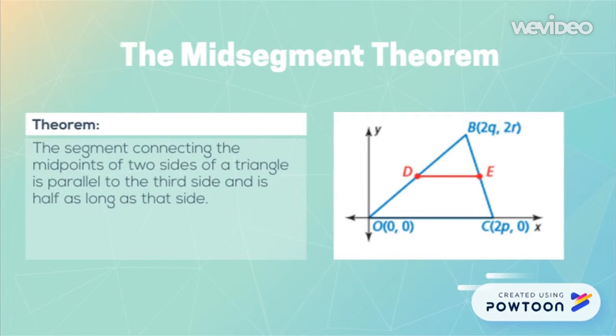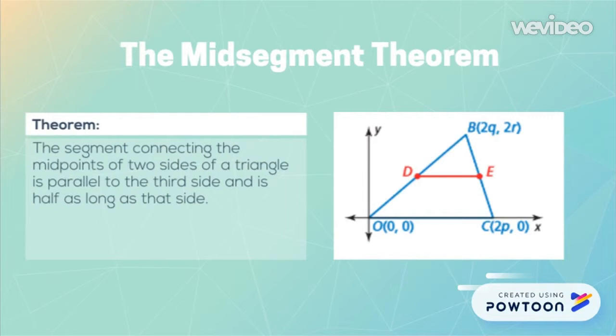The mid-segment theorem states that the segment connecting the midpoints of 2 sides of a triangle is parallel to the third side and is half as long as that side. It sounds confusing, but it basically means that the mid-segment is parallel to the side of the triangle that it isn't in contact with and is half of the length.